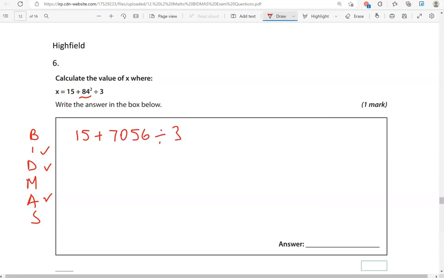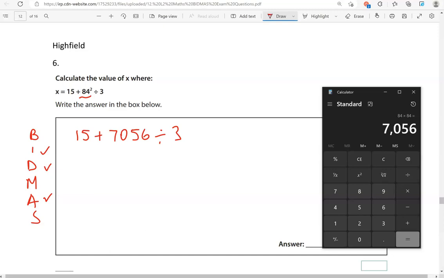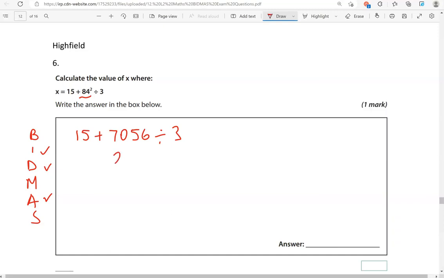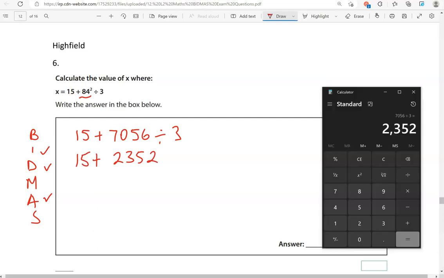divided by 3. Now we have only addition and division. So we do division first, according to BIDMAS rules. So 7,056 divided by 3, which is 2,352. So 15 plus 2,352. So if we add 15 to the number, we get 2,367.